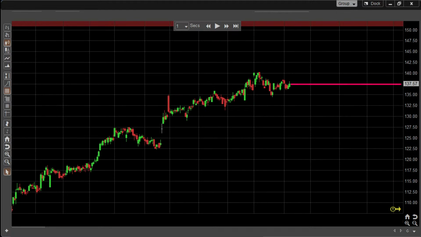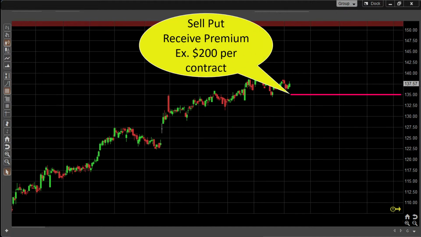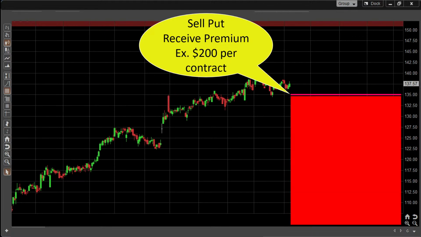When you think a stock will go up, you are going to sell a put below the stock price. Stock's trading for like 138, we're going to sell a 135 put. When you sell that put, you receive a premium. You're going to get paid. So, for example, we would get paid $200 for selling this option. If you traded 10 contracts, you get paid $2,000. Great, right? That's awesome. But the problem is that leaves you with all this downside risk.